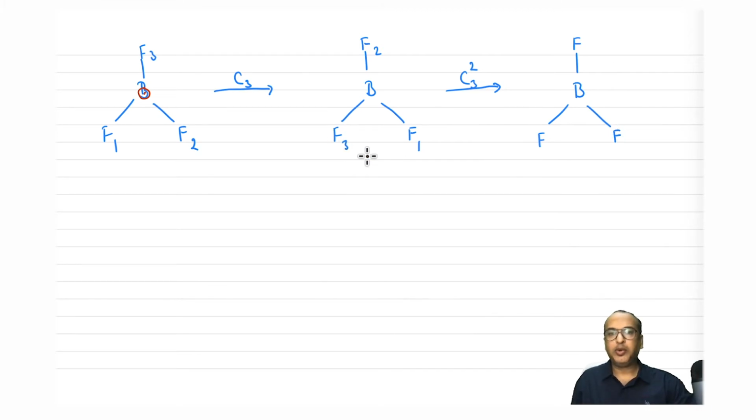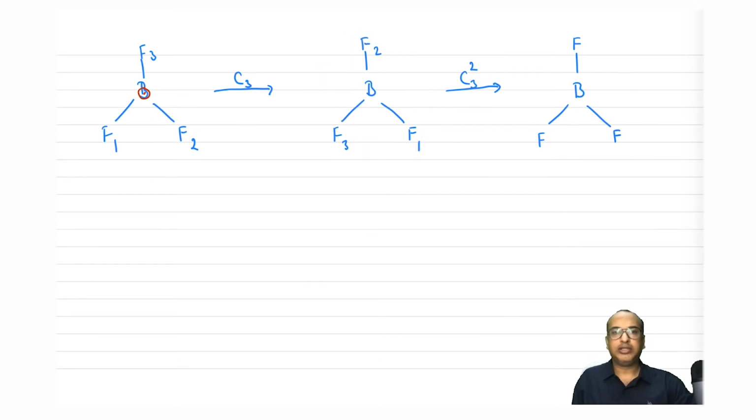Now my 3 goes 2 times. 3 will move 1, 2, because C3 is done twice. So in one C3 it will go from here to here, but we are doing C3 twice, so it should move like this. So it will be a 240-degree rotation, right? Yeah, 240-degree rotation. Okay, so C3 goes here, F2 comes here, F1 goes here.